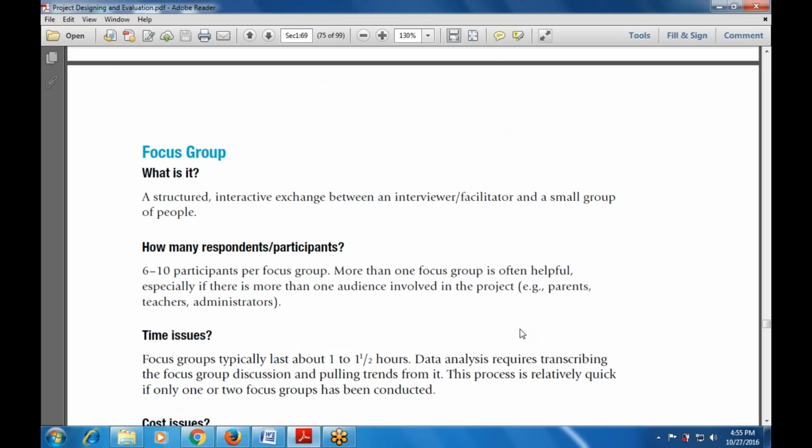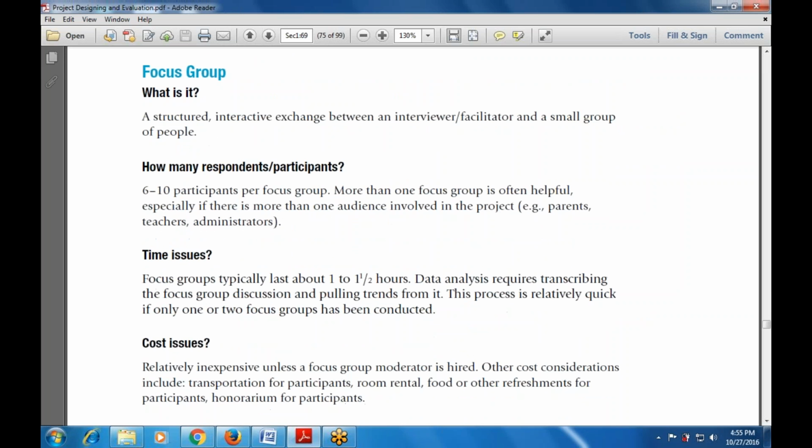A focus group is a structured interview, an interactive exchange between the interviewer, facilitator, and a group of people. How many respondents are available with this one? The time issues: it typically lasts from 1 to 1.5 hours.